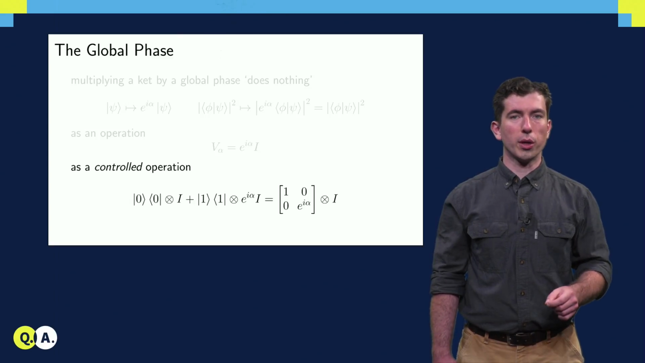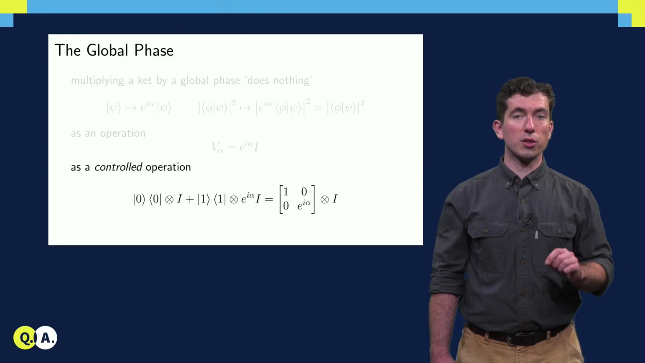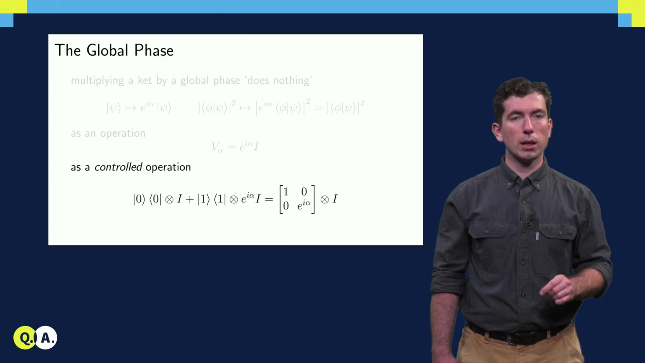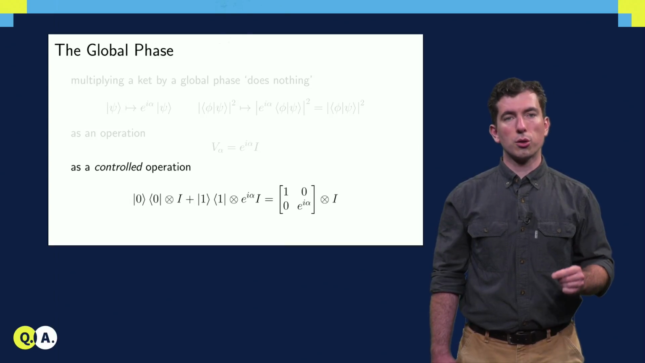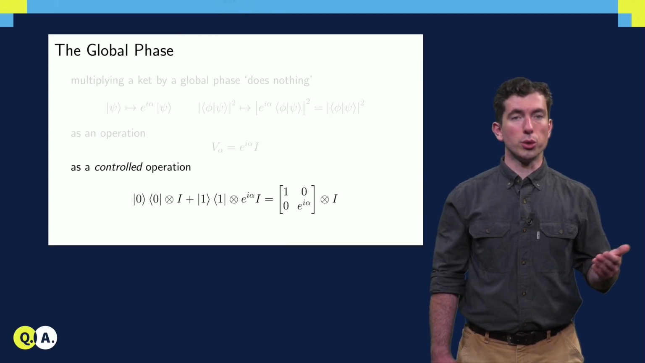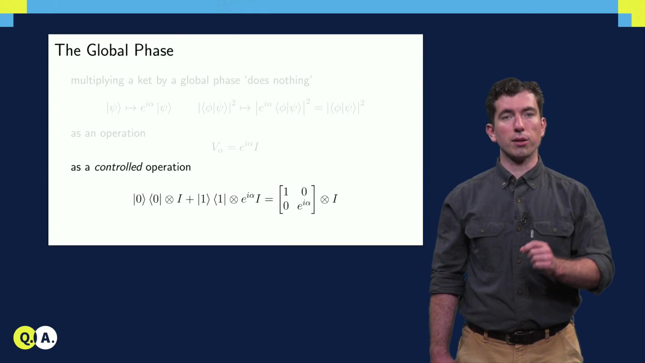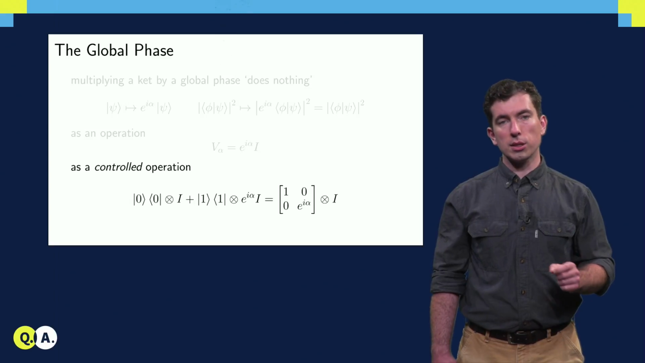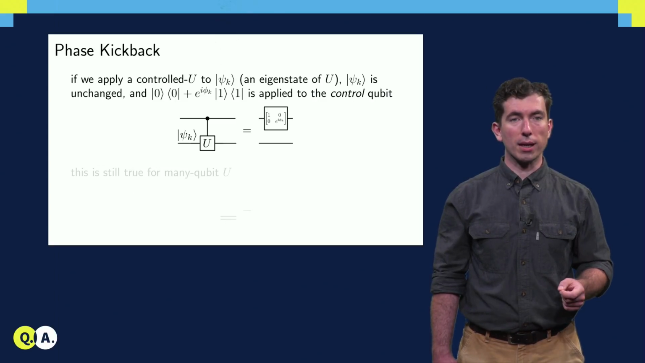However, something interesting does happen when we define a controlled V_α operation. A phase is accumulated on the one component of the state of the control qubit. This is a stark contrast to the normal way of thinking about controlled operations, in which something happens to the target qubit depending on the state of the control. This implies something called phase kickback.